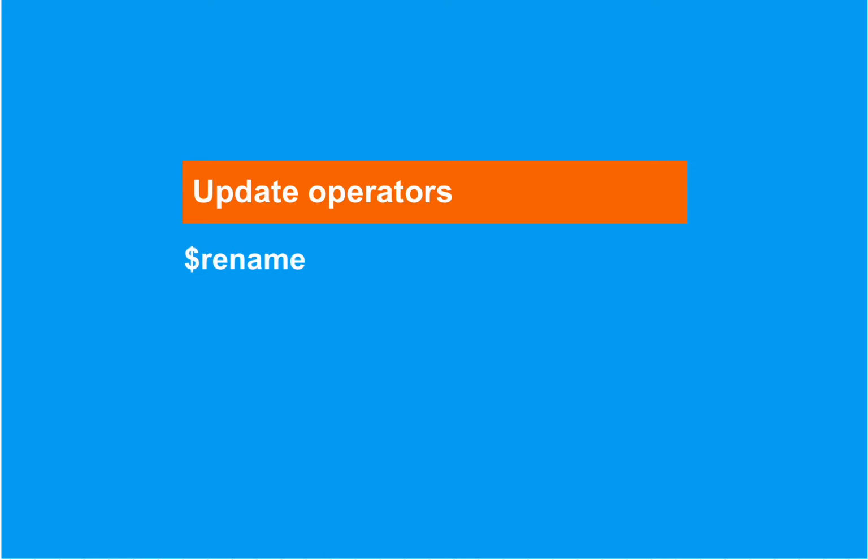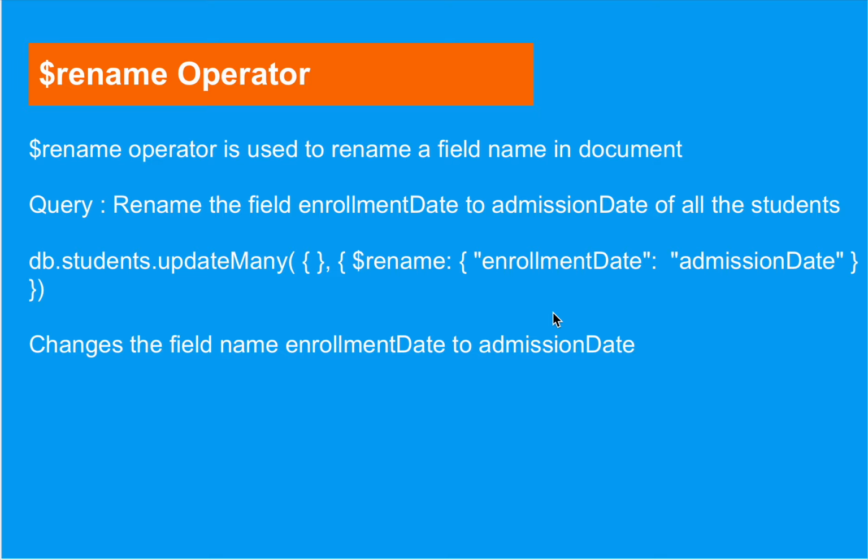Hi everyone, I'm Sudeep. In this video, we will learn about the rename operator in MongoDB, which allows us to change field names without losing any data. In MongoDB, the rename operator is used to rename a field name in a document. This is helpful when you want to change a field name without losing its data.